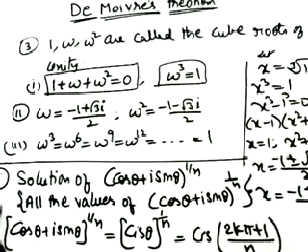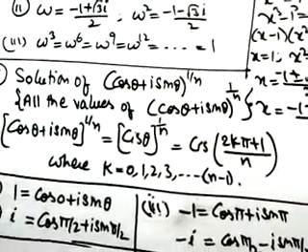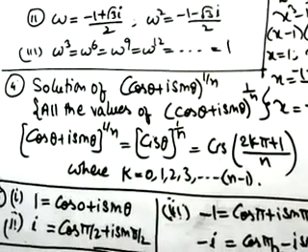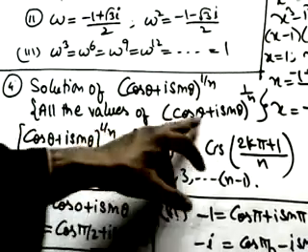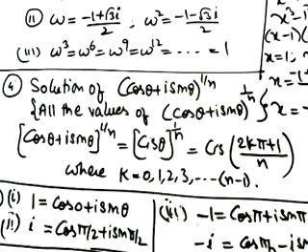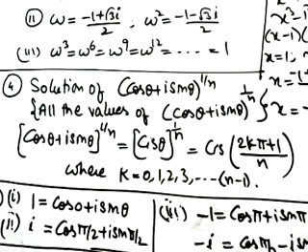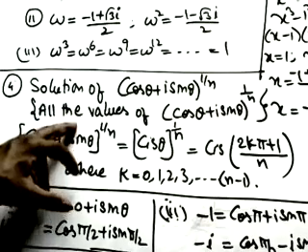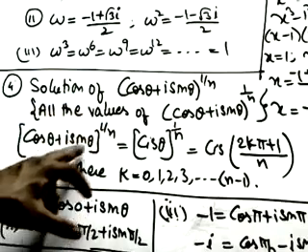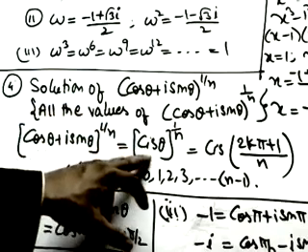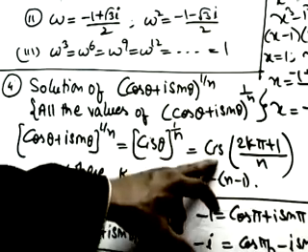So next concept, see here. Solution of (cos theta plus i sin theta) whole power 1 by n. When we have to find all the values of (cos theta plus i sin theta) whole power 1 by n, whenever we get the power 1 by n, we have to use this concept. If the question is to find all the values or solutions, then we have to use this: (cos theta plus i sin theta) whole power 1 by n is (cis theta) whole power 1 by n.